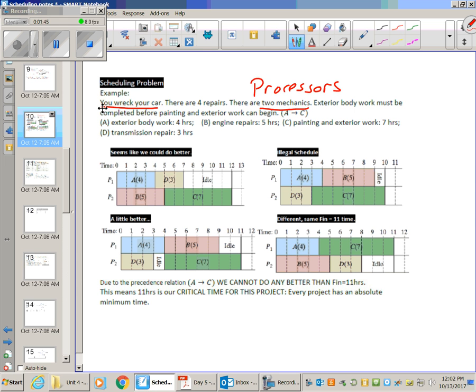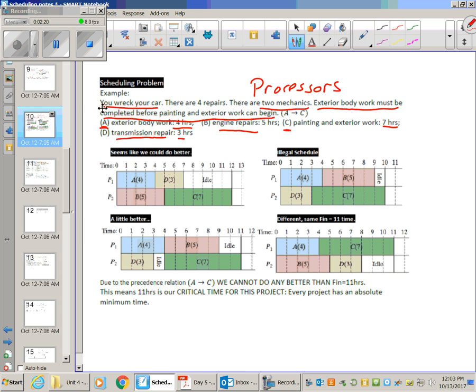And it says that the exterior body work must be completed before painting and exterior work can begin. All right, that's task A and task C. So that's your only precedence. A, which is the exterior body work, which takes 4 hours, has to be done before C, the painting and the exterior work, can begin, which makes sense. You don't want to do exterior work until you actually fix the body. Okay? You also have to do engine repair, which takes 5 hours, and transmission repair, which takes 3 hours. And you got 2 people working on it.